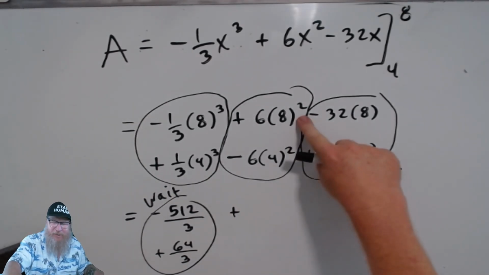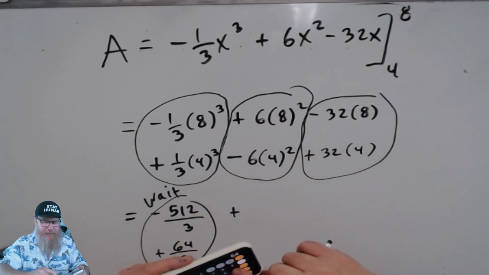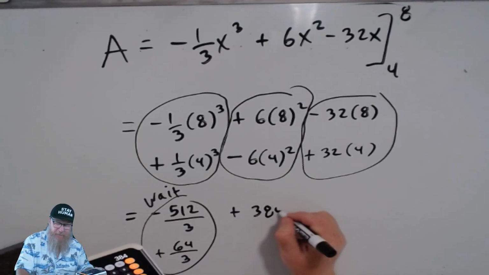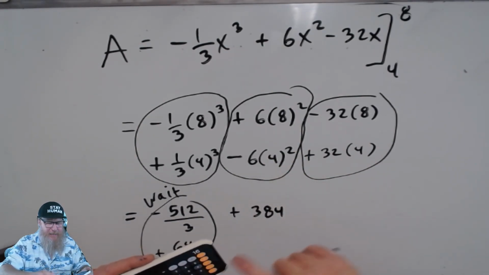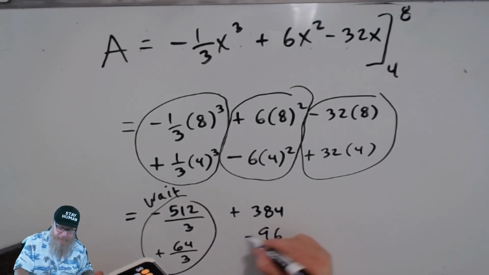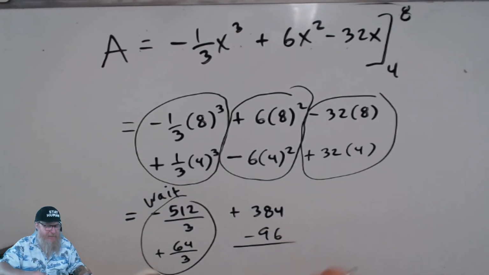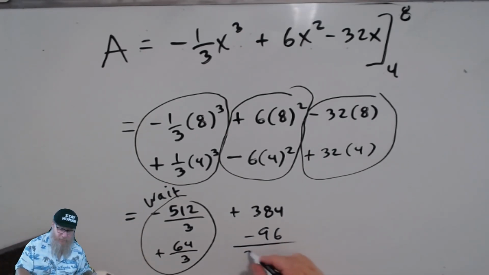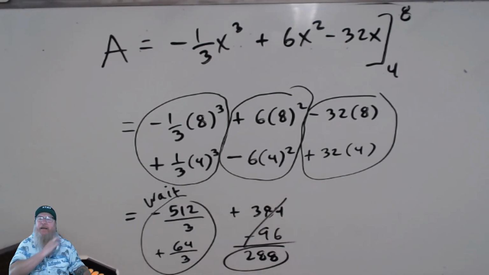All right, so I've got 8 squared is 64. 64 times 6, I never memorized that one, 384. And then I've got 4 squared is 16. 16 times 6 is 96. So I got 384 minus 96. It's 288. I did not wait on that one. I just went ahead and did it. I'm only waiting on this one right now.